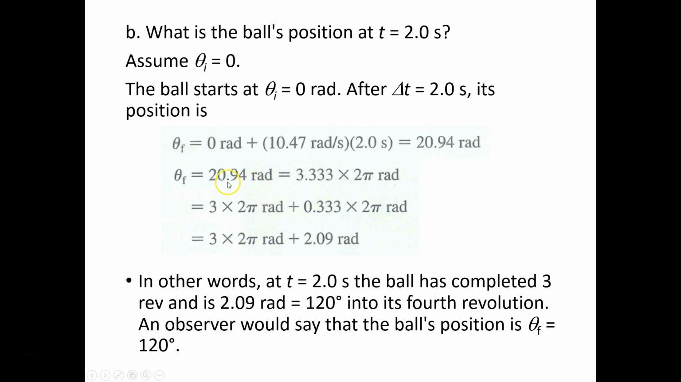Now we're going to say that 20.94 radians is really 3.33 times 2 pi. So 3 times 2 pi radians plus 0.333 times 2 pi radians. So here really we've got 3 times 2 pi radians plus 2.09 radians. In other words, it's completed 3 revolutions and is 2.09 radians, which is 120 degrees, into its 4th revolution. So 3 revolutions, that's what this means, plus here we're this far into the 4th revolution. So you would basically just say its final position is about 120 degrees.